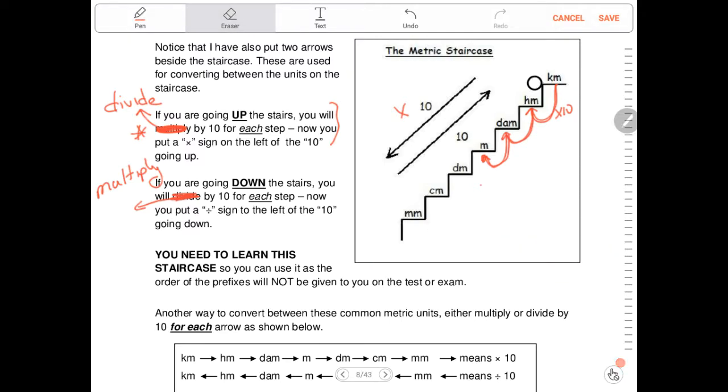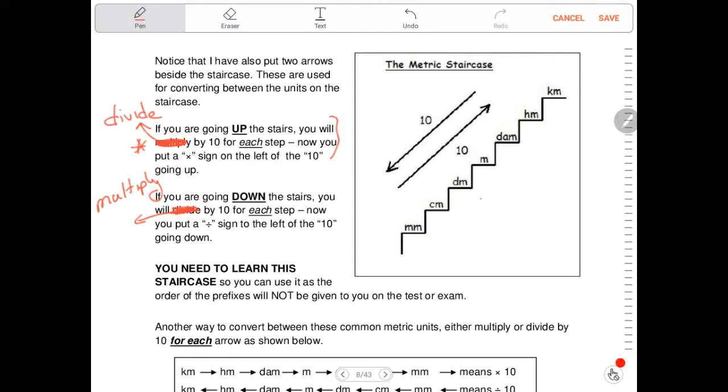I'll just erase this here. These would be your small units. These would be your large units. And we know that because a kilometer is a heck of a lot bigger than a millimeter. The point I'm trying to make is this. If you are going from a small unit of measurement up to a large one, you must divide by 10 for each step that you take up. If you are going the other way around, if you have a large unit and you're trying to go down to a smaller unit, you must multiply by 10 for each step that you take down.